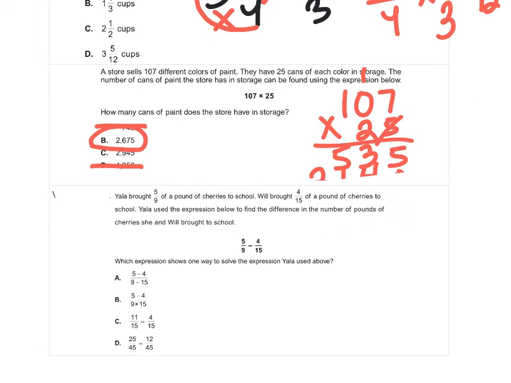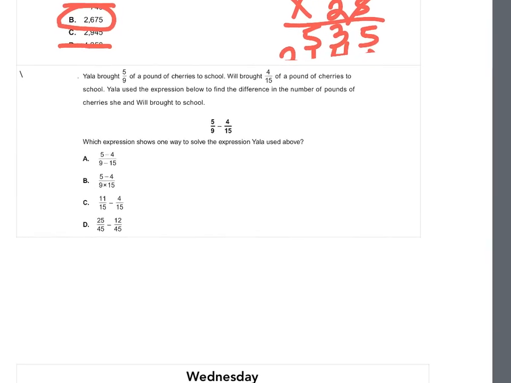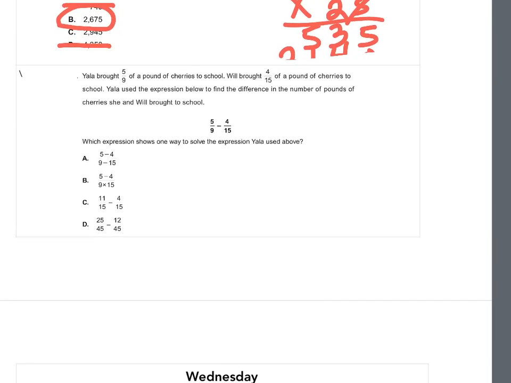Let's go and erase this. Moving on to the next one. It says, Yala brought 5/9 of a pound of cherries to school. Will brought 4/15 of a pound of cherries to school. Yala used the expression below to find the difference in the number of pounds of cherries she and Will brought to school. So she's doing 5/9 minus 4/15. Which expression shows one way to solve the expression Yala used above?